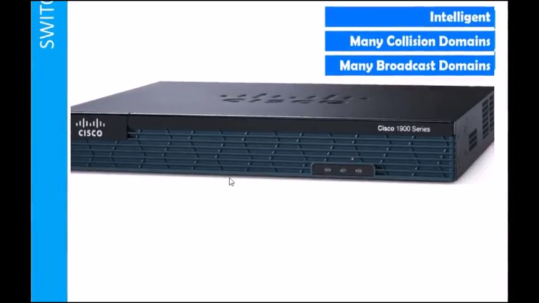Without wasting much time, let's go up to the router. A router, unlike switches and hubs, is also used to interconnect network devices, and also it is used to interconnect networks, that's smaller networks, to form a bigger network. That's the use of a router. A router breaks many collision domains. A router is more intelligent. A router breaks many broadcast domains.